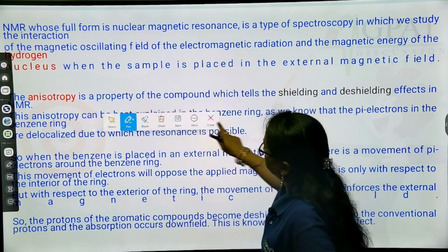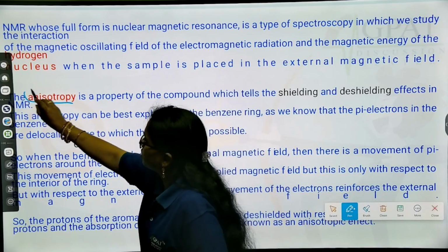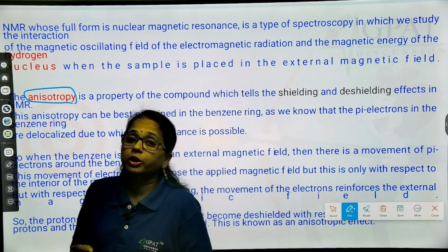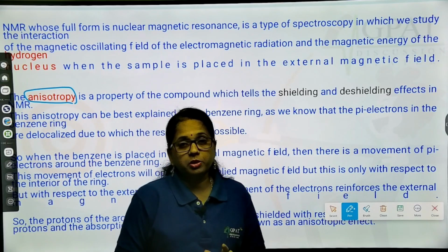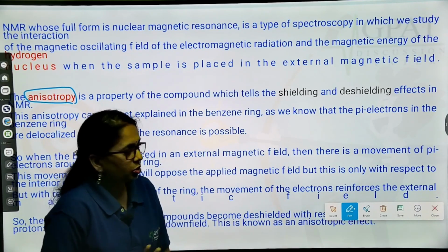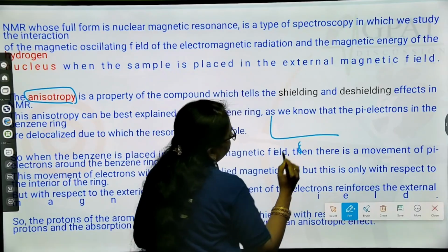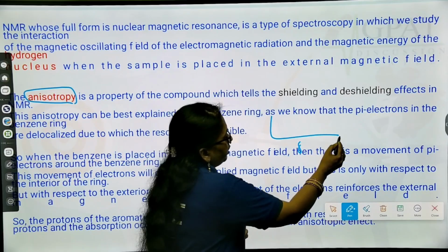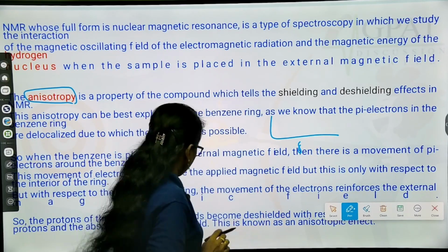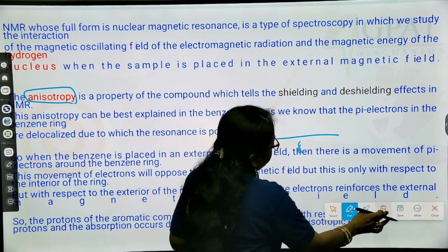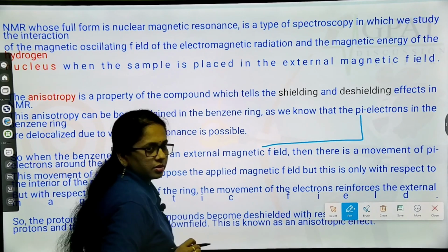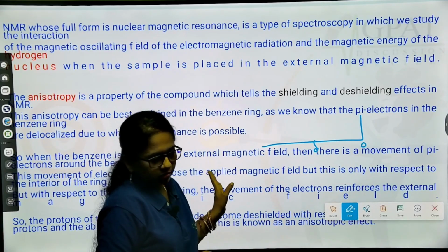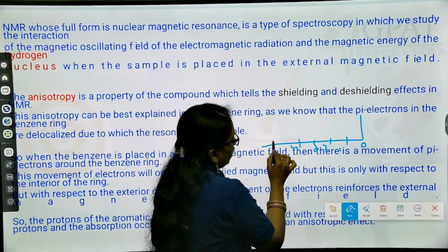So in this, if you see anisotropy, what is called anisotropy means it is a property of the compound which is going to tell you somehow the information related to the chemical shift. Okay. So we know that in NMR, the chemical shift is taken on the x-axis, right? So the chemical shift values, if you see the NMR spectra, are going to be increasing from right to left. Okay, 0, 1, 2, 3, 4 up to 14 or like that.